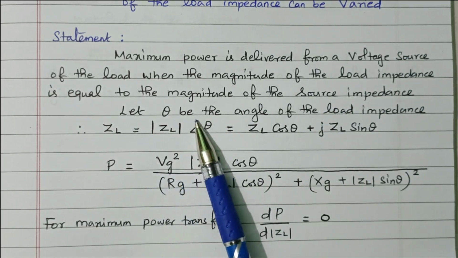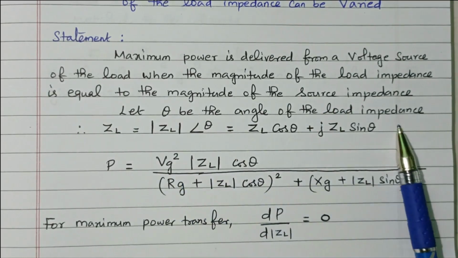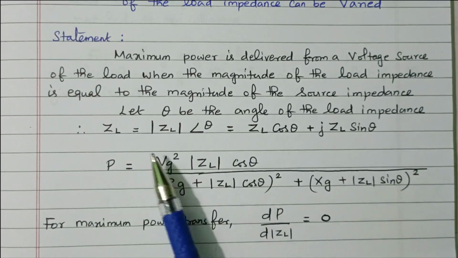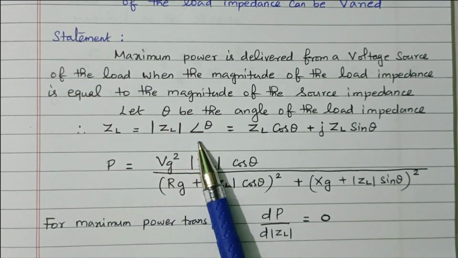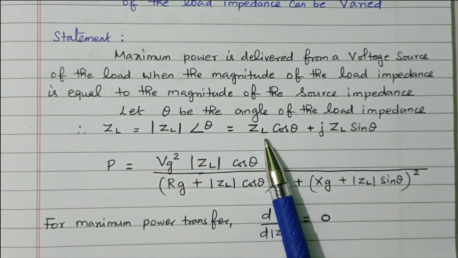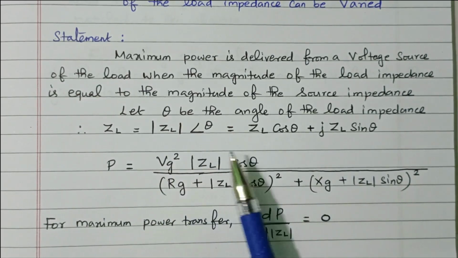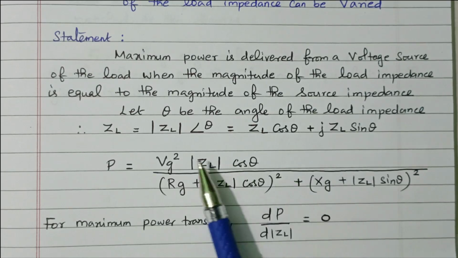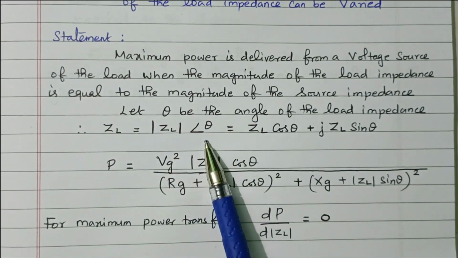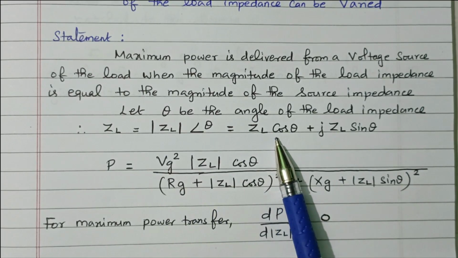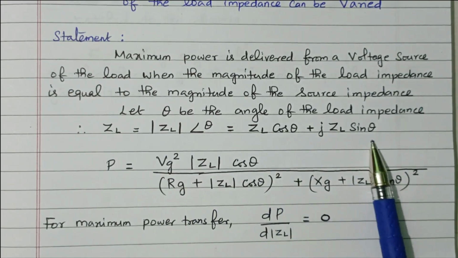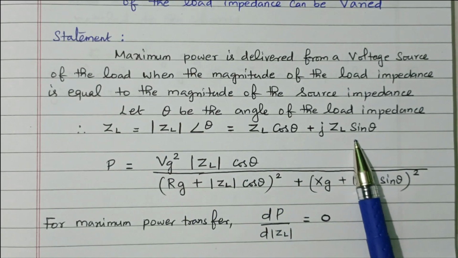So let theta be the angle of the load impedance, so that ZL equals |ZL| angle theta, that is |ZL| cos theta plus j|ZL| sin theta. This is the polar form, and this is the rectangular form. In polar form we have magnitude and angle. In rectangular form we have a real number plus an imaginary number, real term plus imaginary term, right?